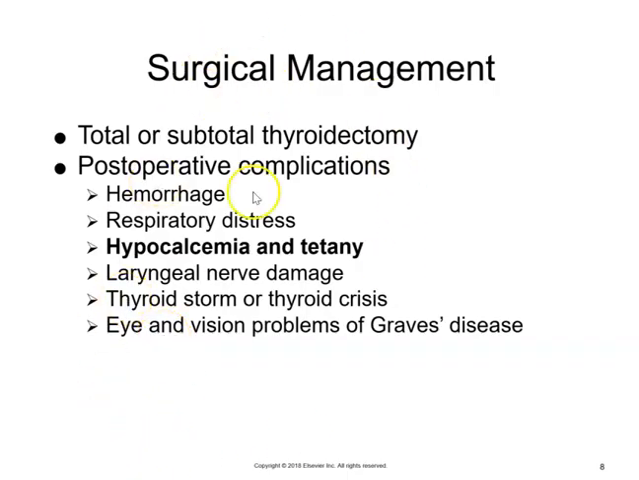If indicated, or if the client doesn't respond to medical management, they may resort to surgical management with a total or subtotal thyroidectomy. So you're really monitoring these clients for any type of post-operative complications. Of course, respiratory is going to be huge, especially with a surgery in the neck. So that's going to be your number one, because ABCs, and hemorrhage is always going to be a risk with any type of surgery. So respiratory first and then hemorrhage.